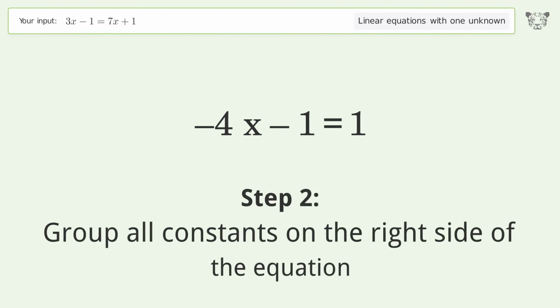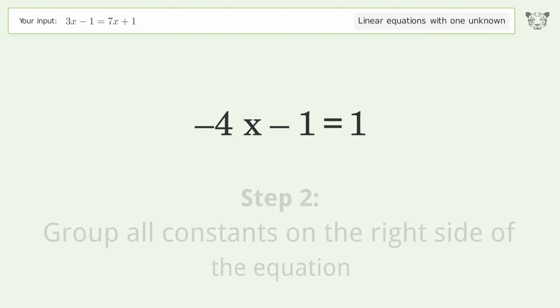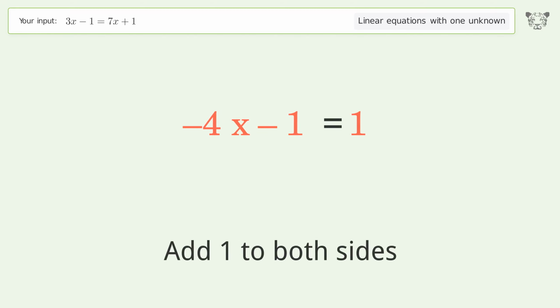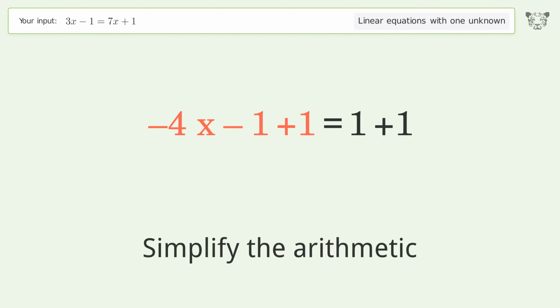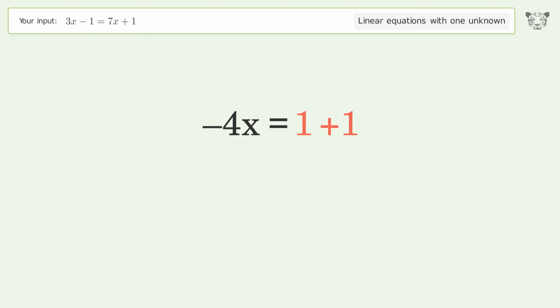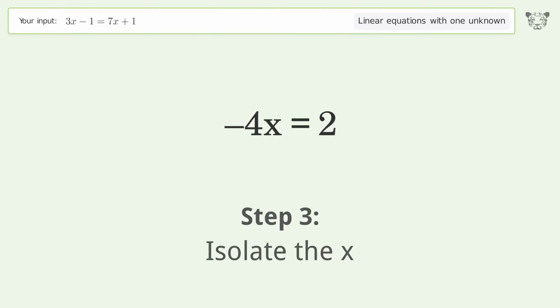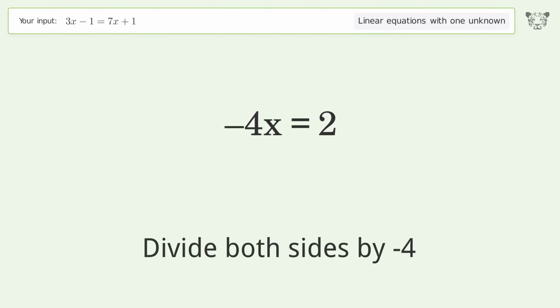Group all constants on the right side of the equation. Add 1 to both sides. Simplify the arithmetic. Isolate the x. Divide both sides by -4.